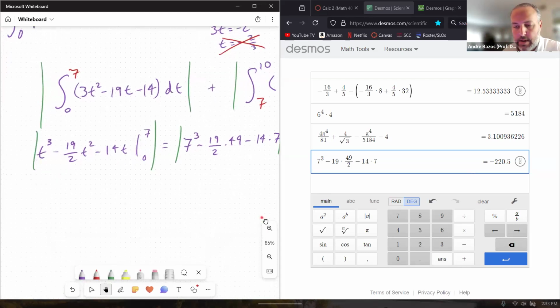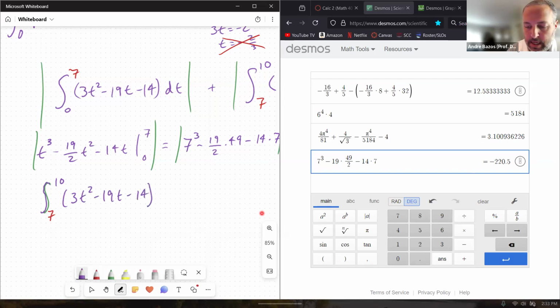So next one, we're going to do the integral from 7 to 10 of 3t squared minus 19t minus 14 dt. Right, and we can do the absolute value of this, but we don't have to because we know it's going to be positive. I know this because we have a parabola here, and one side would be negative, the other side would be positive. All right, so let's go for it and see what we get. And then maybe I'll graph it just to show you, but I didn't ask you to do that here. I just wanted you to find it.